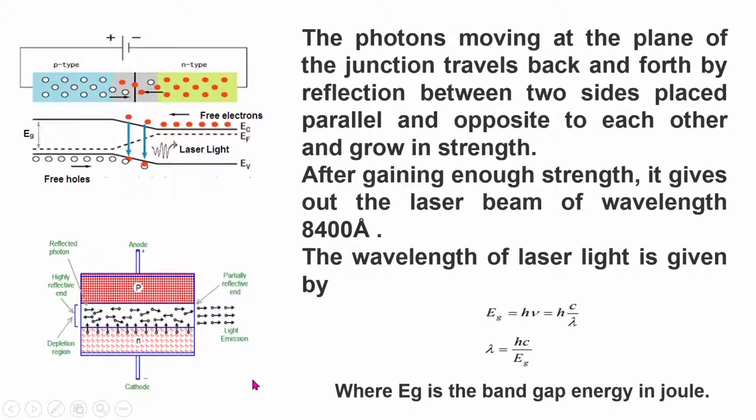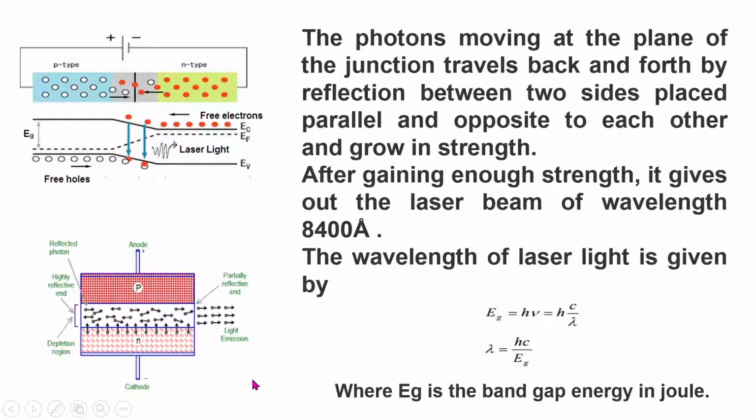So when the stimulation process increases, the amplification will increase here, and after sufficient amplification, that means beyond the threshold amplification, it emits the laser beam having the wavelength 8400 angstrom.